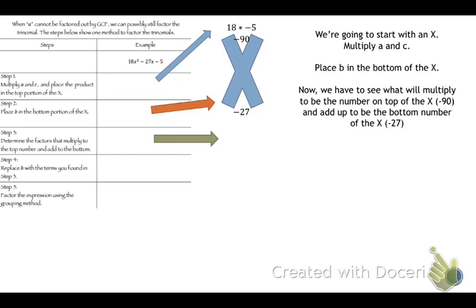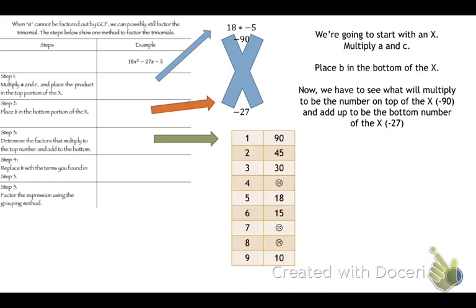So what we're going to do is see what will multiply to be the top number and what will add to be the bottom number. So we're really doing this the same way that we did yesterday's. Just now our top number is a little bit bigger because we have to multiply it by whatever A is. Okay, so let's start with the factors of 90. So you have 1 and 90, 2 and 45, 3 and 30, 4 and sad face because it doesn't work, 5 and 18, 6 and 15, 7, sad face doesn't work, 8, sad face doesn't work, 9 and 10.